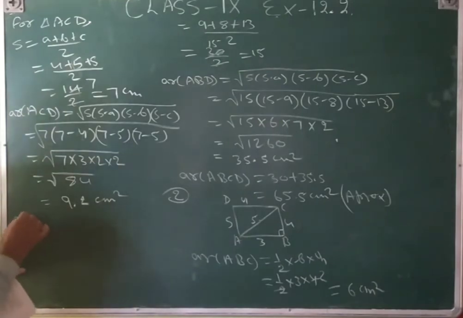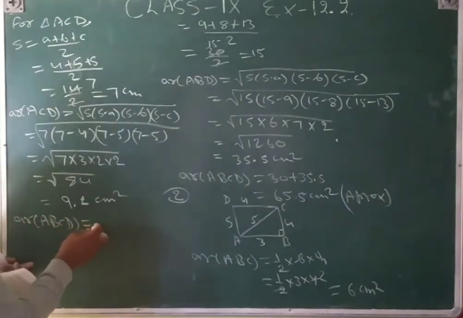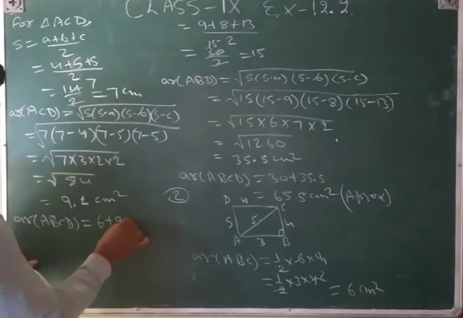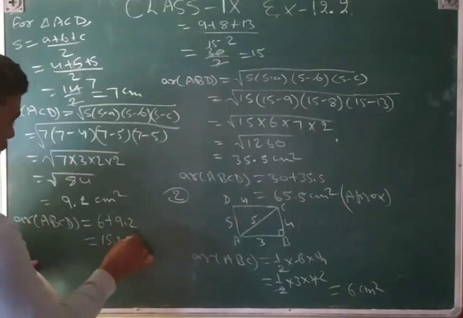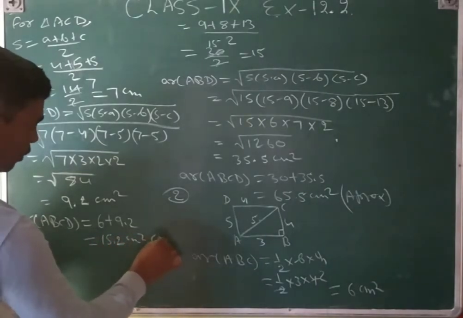So area ABCD is equal to the sum of these two, 6 plus 9.2 is equal to 15.2 centimeter square. That is also approximate.